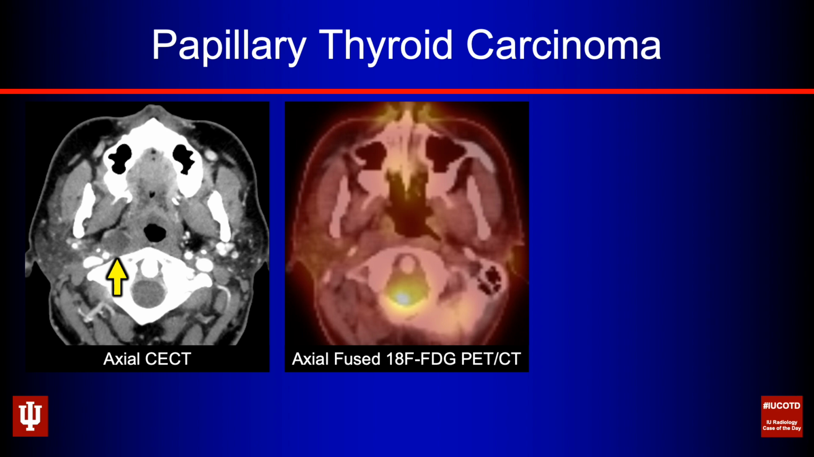So we look at our FDG PET CT. It's not metabolic at all. I mean, there's no FDG uptake. So when you see that, it's benign, right? Don't worry about it. Wrong.